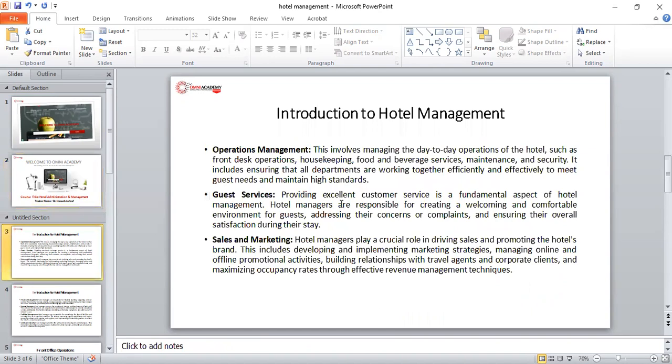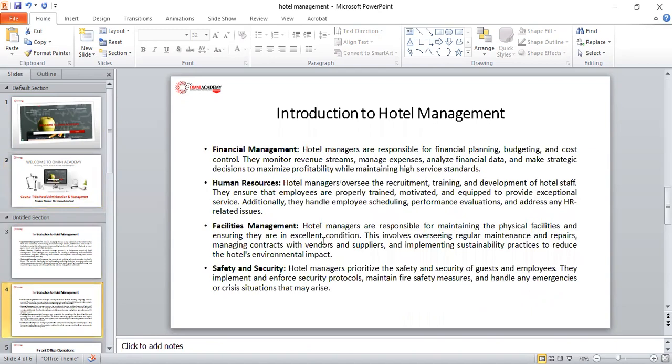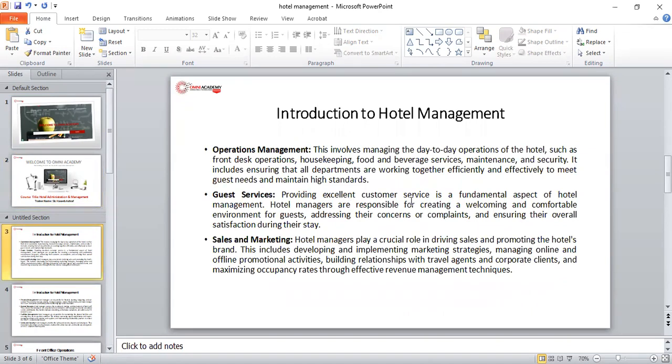So in the introduction to hotel management, there are a few departments conducted in the hotel. The most important element is operation management. Second is guest services. Third is sales and marketing, then financial management, human resources, facilities management, safety and security. All of these come under hotel management and administration.